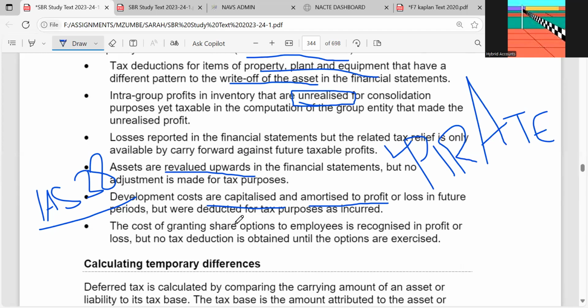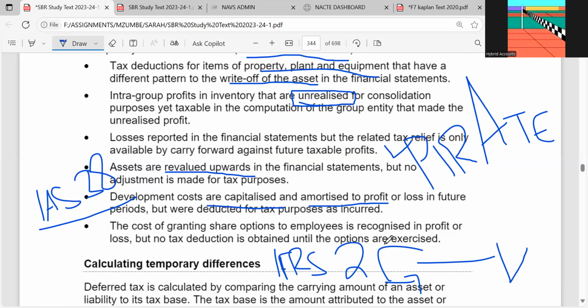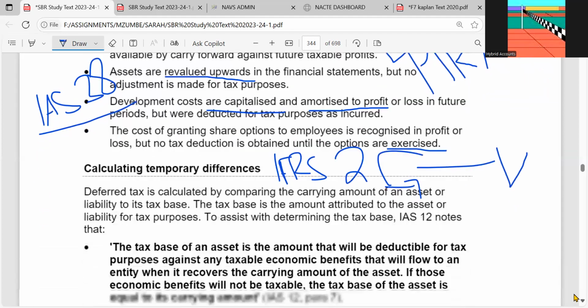And lastly, the cost of granting share options to employees is recognized in profit or loss, but no tax deduction is obtained until the options are exercised. This now is for IFRS 2 share-based payment. We can also recognize the deferred tax implications on share-based payments. In IFRS 2, you know, we usually have the grant date, and then we have the period people have to stay with the company to have these rights, and then we have the vesting date, the date at which they can exercise, right? That one I think is very specific to the standards, so it's no big deal.